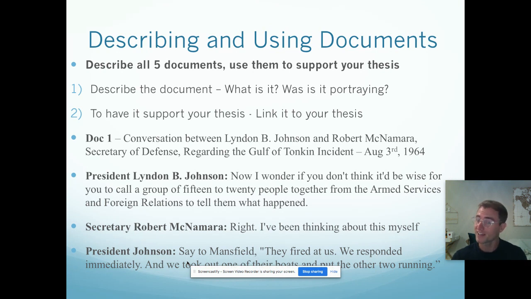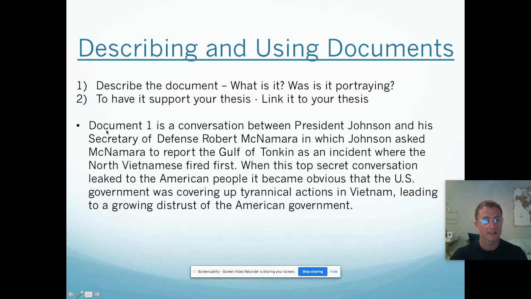But to have it linked to your thesis, when you're talking about growing mistrust of the American people toward the government, you would simply say that when evidence of this conversation got out to the American people, it resulted in a large distrust of the American people and their president, something like that. So as I do here, document one is a conversation between President Johnson and his Secretary of Defense, Robert McNamara, in which Johnson asked McNamara to report the Gulf of Tonkin incident as an incident where the North Vietnamese fired first. That's describing the document. That's exactly what it is.